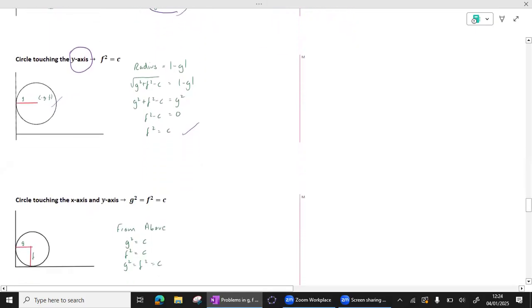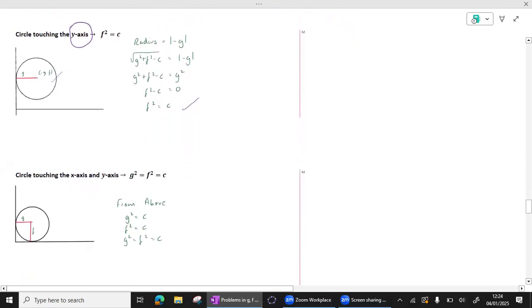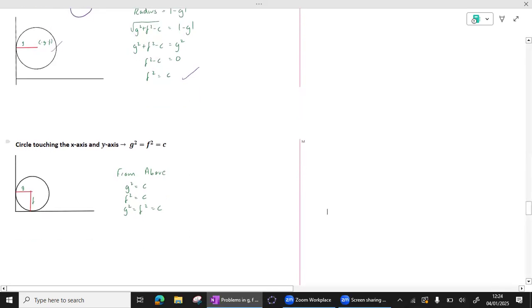Now, what happens if it's touching both the x and y axis? Well, this is better news again. It turns out that g squared and f squared both equal c, which makes the question easier again, because if you figure out what c is, then you automatically know what g is and what f is, or vice versa. If you know what g is, you'll automatically know what f is and what c is. So really, if the circle touches any of the axes, it makes the question easier.